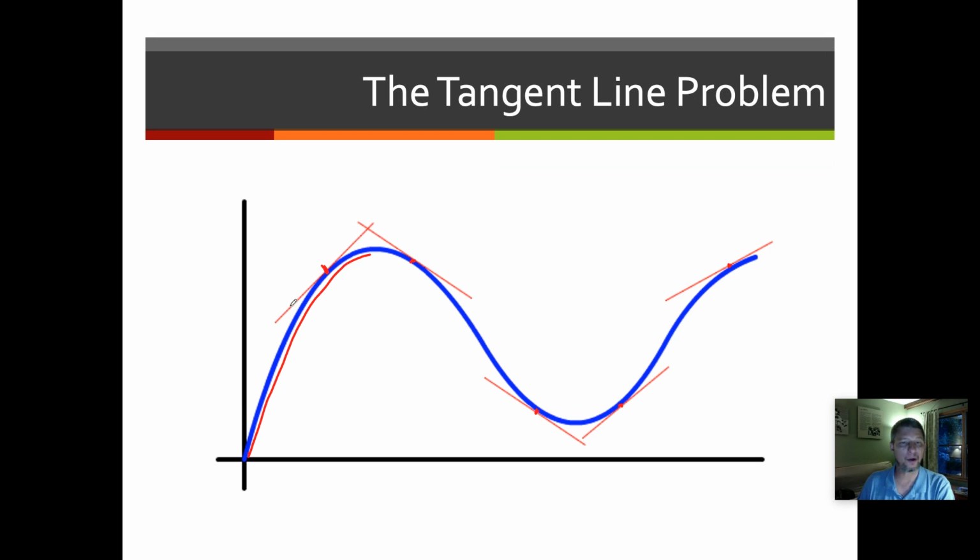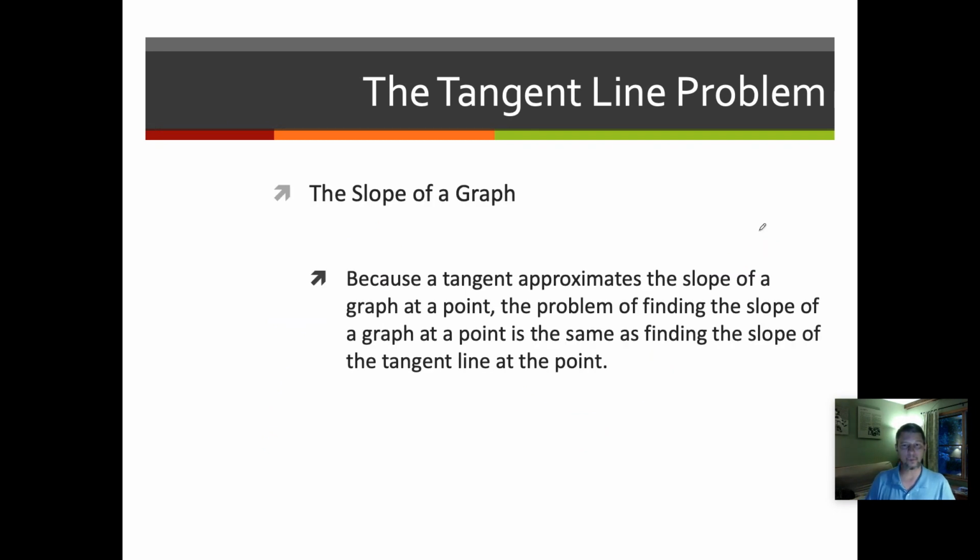So in other words, if I want to go back here and figure out what the slope of the curve is at this point, all I have to do is calculate the slope of this tangent line. If I want to find the slope of the curve at this point, all I need to do is find the slope of this tangent line, or this tangent line, or this tangent line, and so on. Again, because a tangent approximates the slope of a graph at a given point, the problem of finding the slope of the graph at that point is the same as finding the slope of the tangent line at that point.